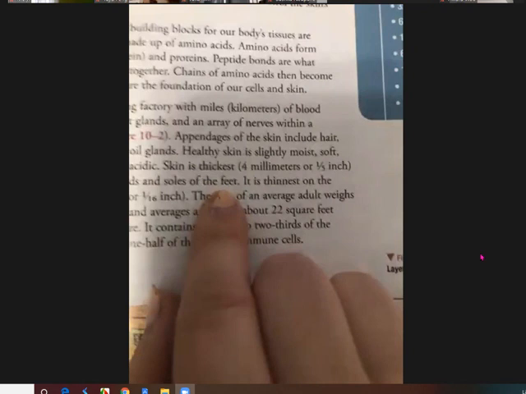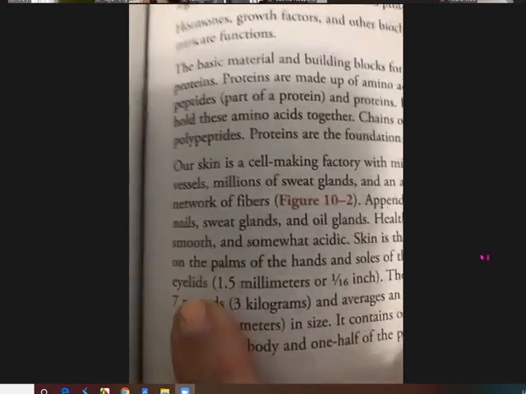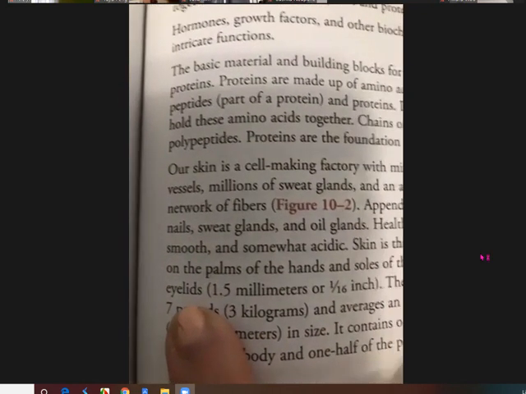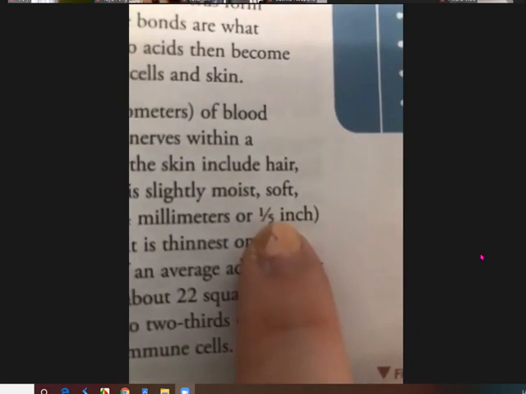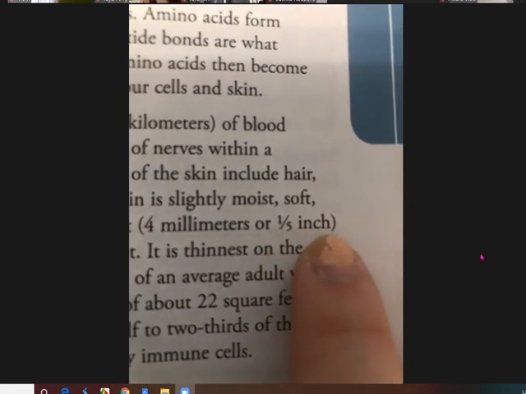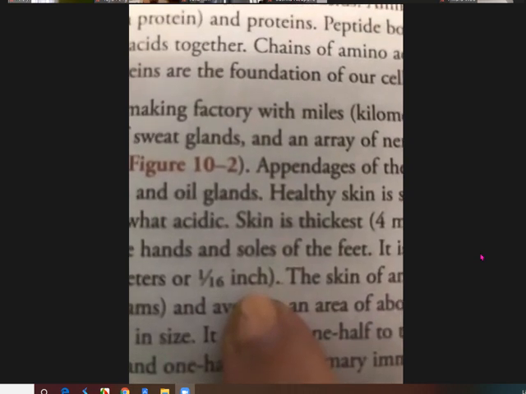The palm of the hand and soles of the feet. Soles of the feet means the bottom of the feet. So the skin is thickest on the palm of the hand and soles of the feet. It is the thinnest on the eyelid. So your eyelid skin is the thinnest. You can see the difference. The palm of the hand is 1/5 of an inch thick, but the eyelid is only 1/16 inch. That's how thin our eyelids are.